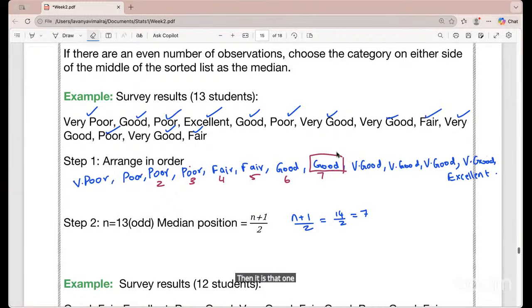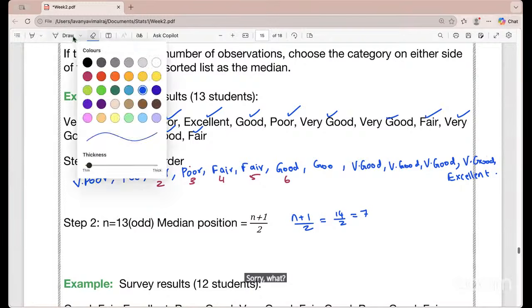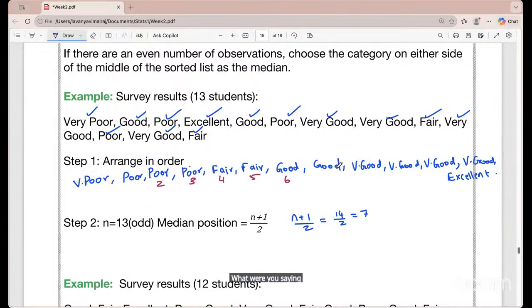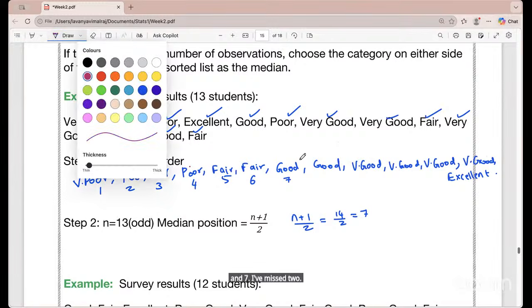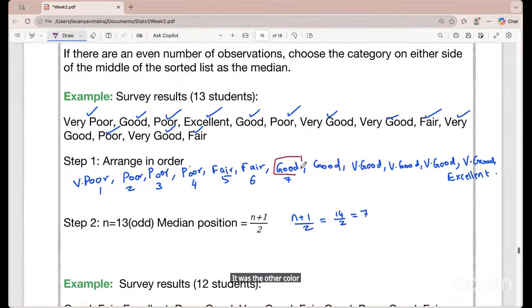Some letters got erased. So poor, fair. Yeah. So 1, 2, 3, 4, 5, 6, and 7. I've missed to use the other color. Anyway. Ma'am, so the median value, yes?